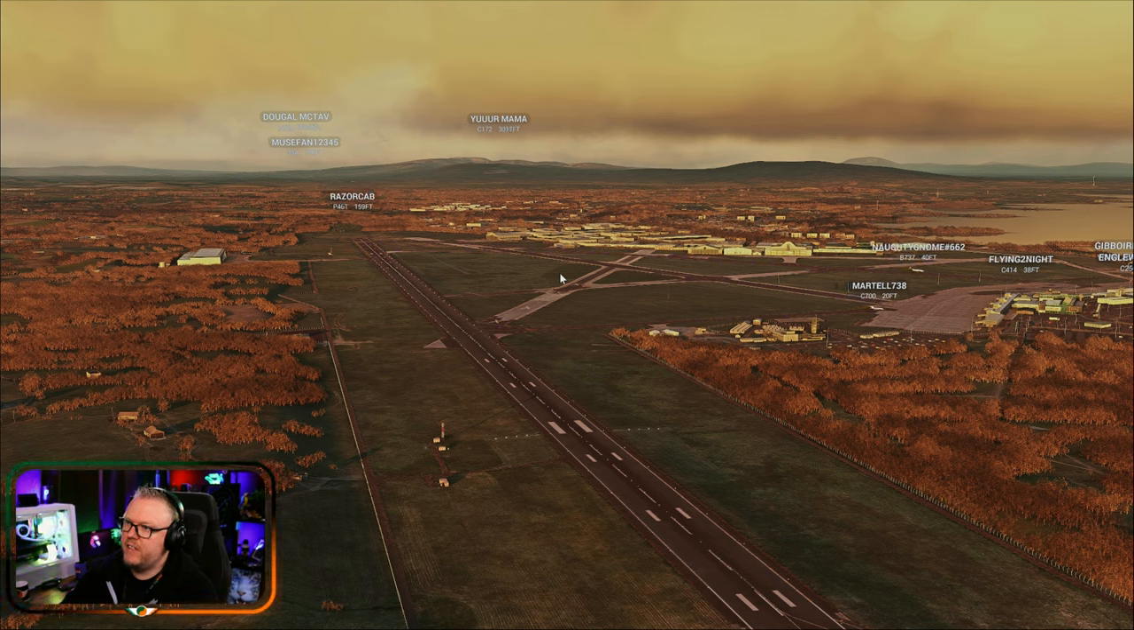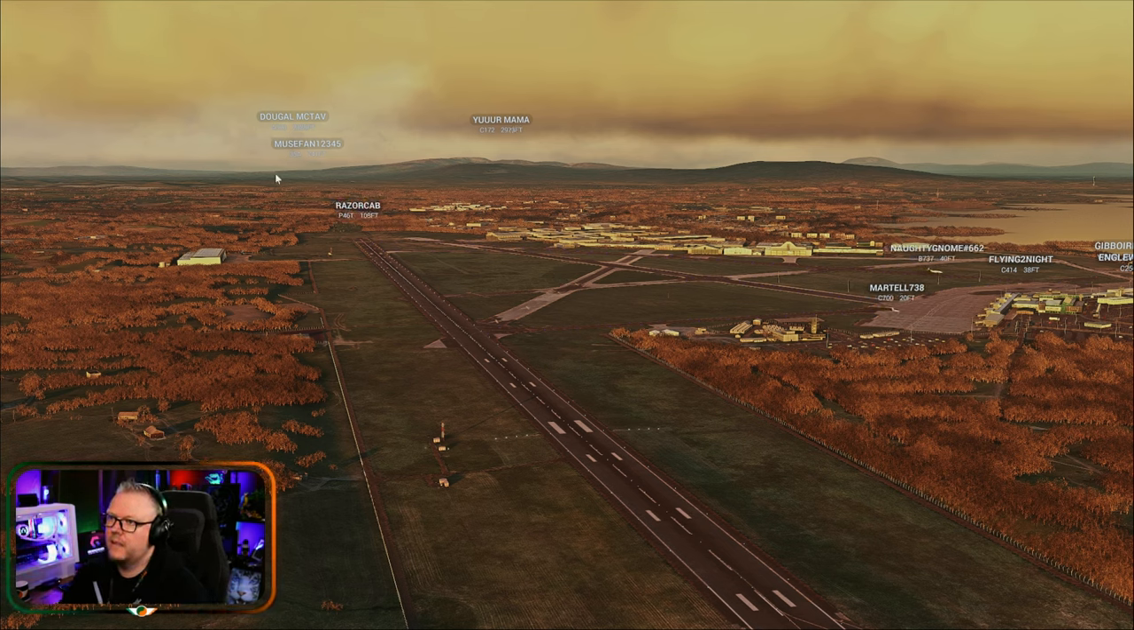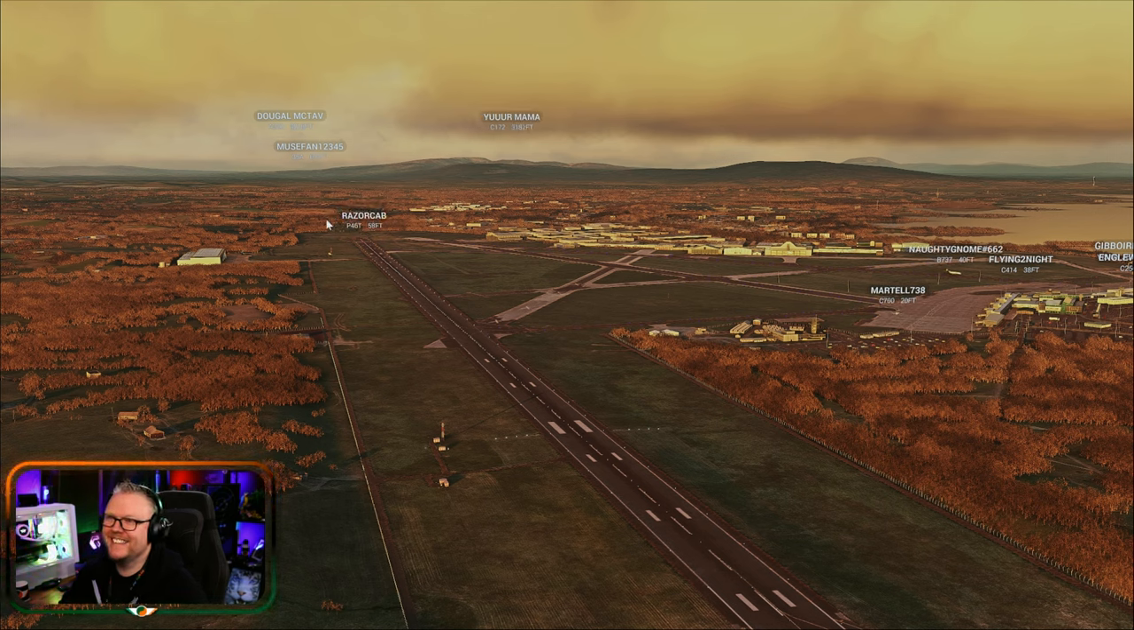Firefly 007, reduce speed to minimum approach speed. Slowing down there. Reducing to minimum approach speed, Firefly 007. You're doing well. You'll get it.